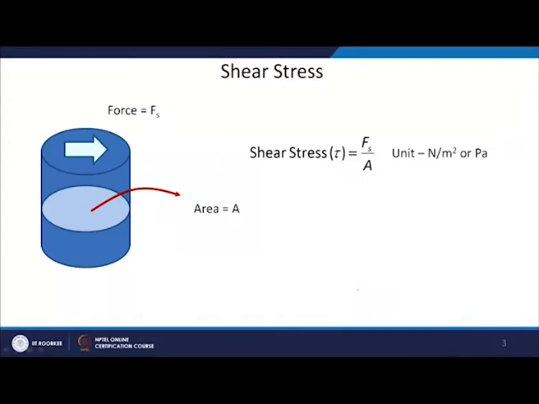There is another kind of stress possible, which we call shear stress. In this case the force is applied parallel to the area. So I am calling it Fs now because it is parallel to the area. Again, this is my area, and I am applying the force parallel to that. Shear stress is defined by the symbol tau, which is again force per unit area. Again the units will be the same, Newton per meter square or Pascal.